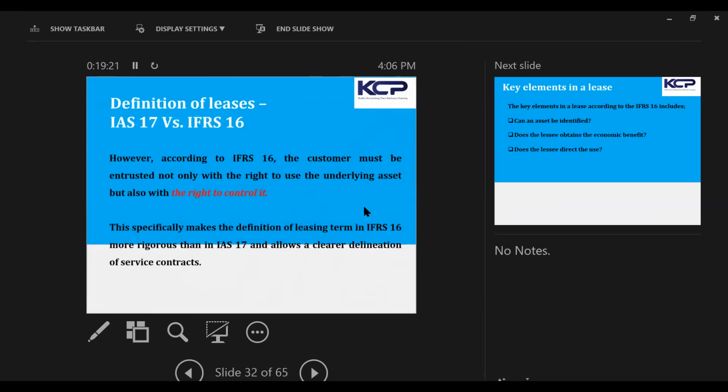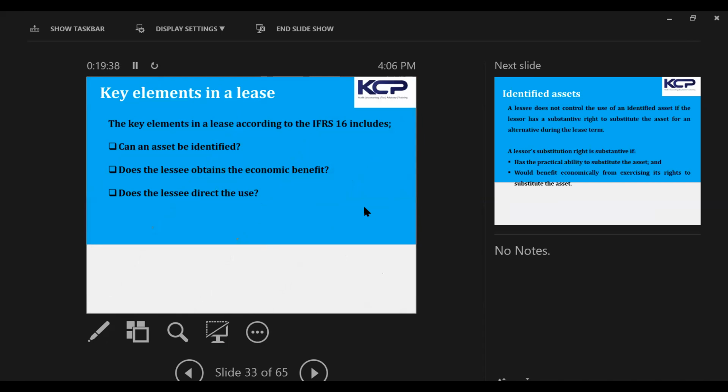Okay, I think there is something here. I've also explained this one before, where we say that in IFRS 16, you must now take time to decouple the lease payments, separating them into the lease component and the non-lease components. So the key elements in a lease, according to IFRS 16, include: can an asset be identified? Can you actually identify the asset? If yes, does the lessee obtain the economic benefit that comes with having control of that asset? If yes, does the lessee direct the use of the asset? If the lessor will still dictate how you use the assets, then it does not meet the definition of finance lease.